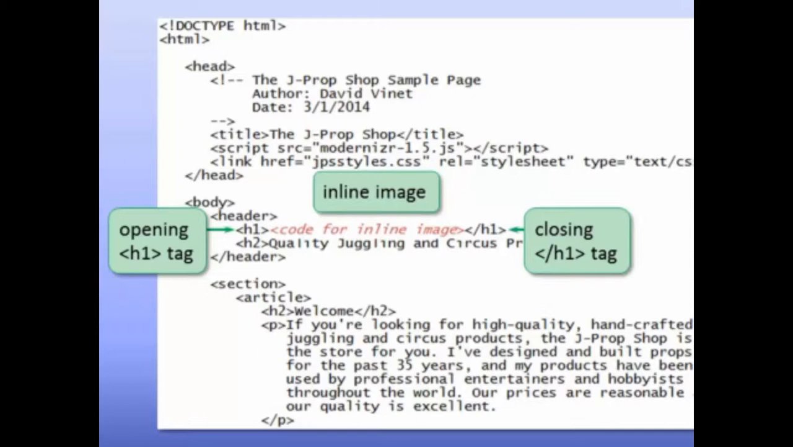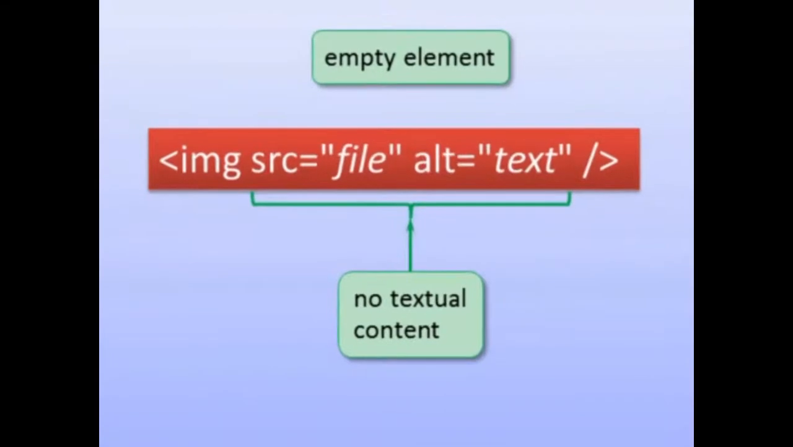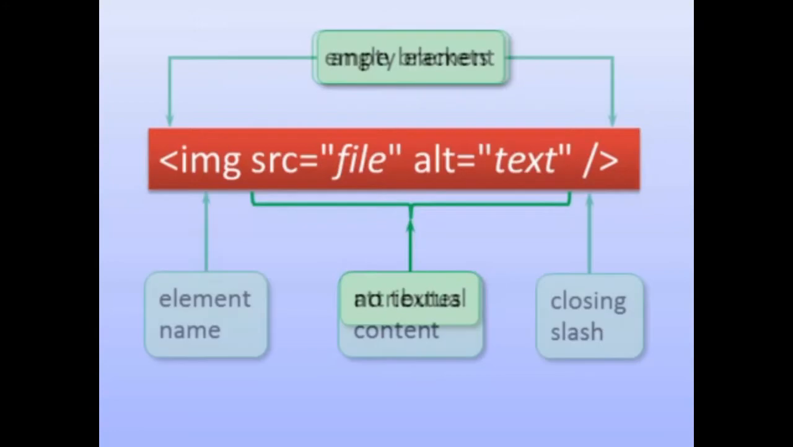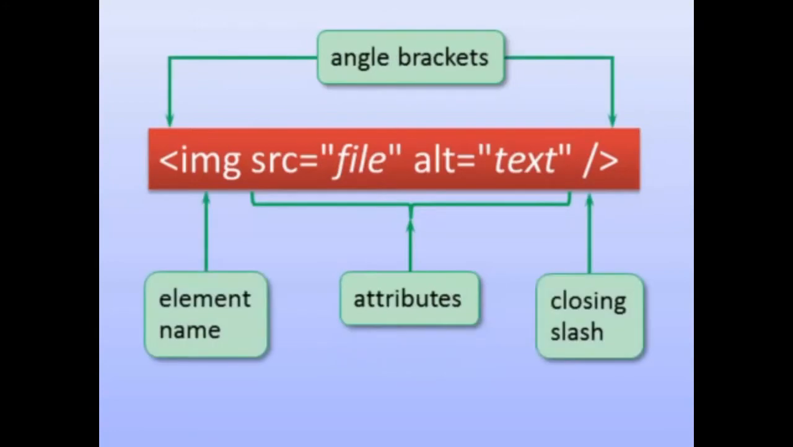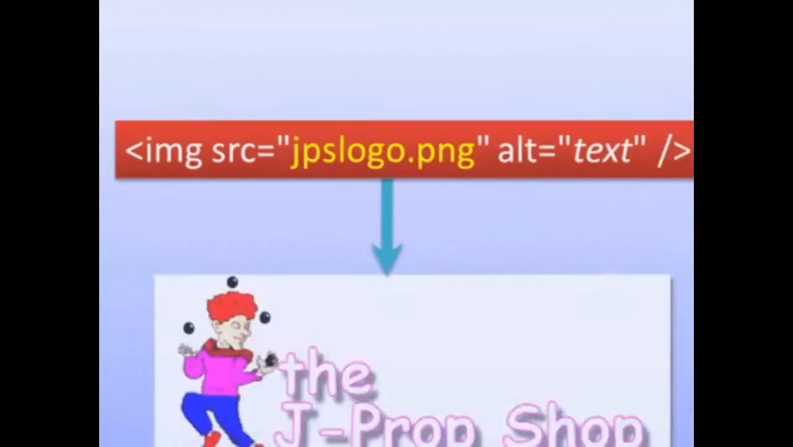paragraph tags. You insert an inline image into a web page using the IMG element with the syntax shown here. Because the IMG element does not contain any textual content, it is considered an empty element and is marked with a one-sided tag, which encloses the element name, attributes, and then the closing slash in angle brackets. In the IMG element, the first attribute specifies the source of the image, where file is the name of the graphic image file, including the file name extension, such as jpslogo.png.